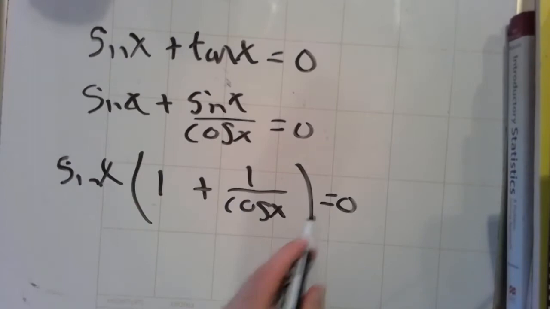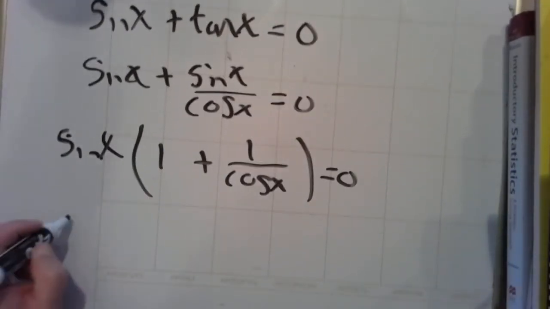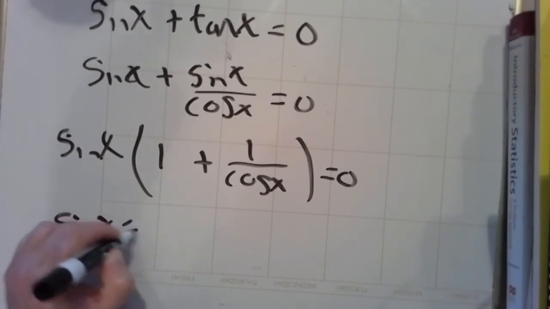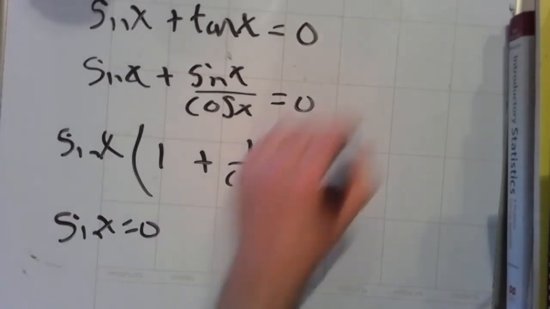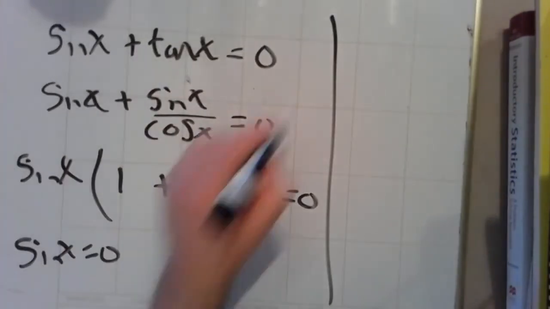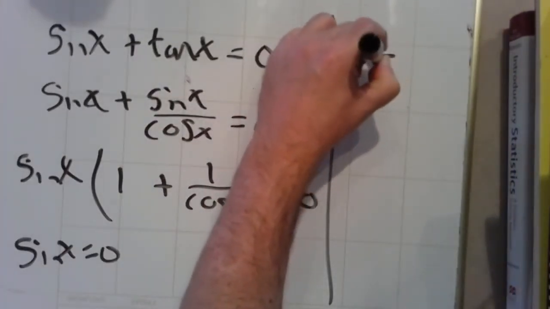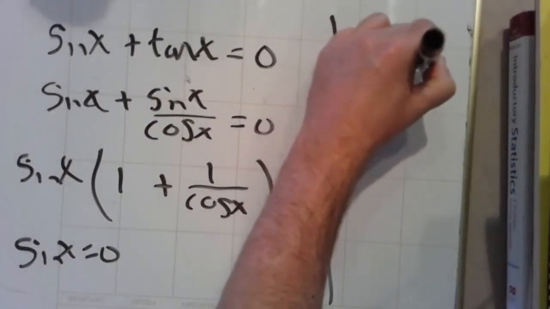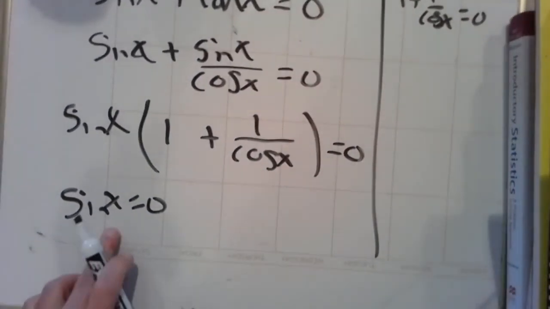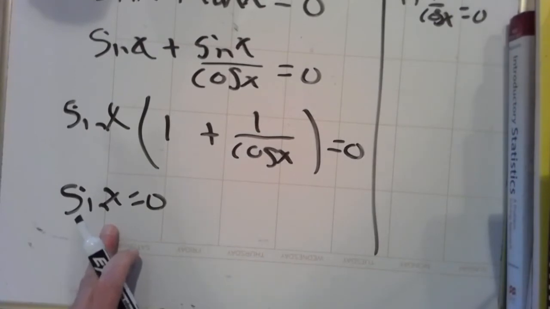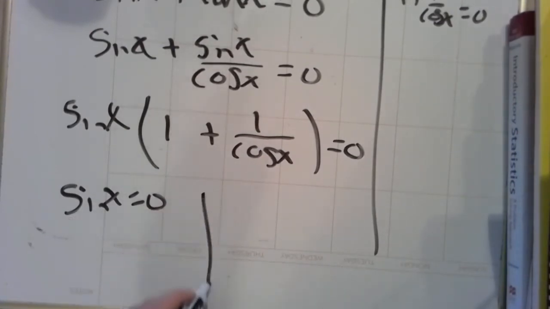The only way two things can multiply to equal 0 is if one of those is 0. So either sine of x equals 0, I can solve that, or, over here, 1 plus 1 over cosine equals 0. Okay, let's solve this one. Where does sine equal 0? I have to go all the way around the circle.